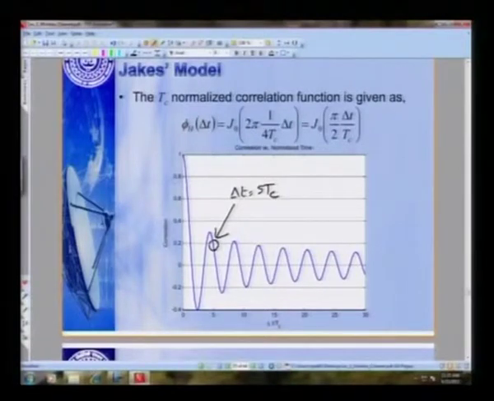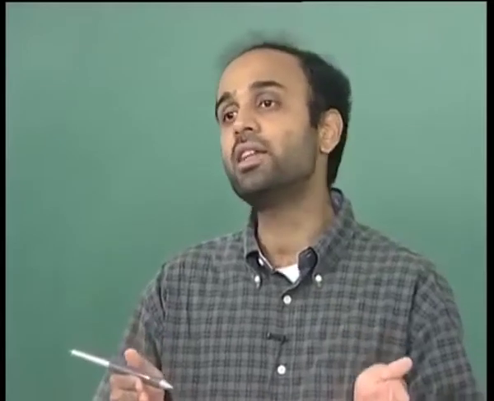In fact, if you look at delta t equals T c, somewhere around this point, you will find the correlation is 0.5. This is at delta t equals T c, and hence we are saying that at a time lag T c away, the correlation between h at t and h at t plus delta t is only 0.5. So, the channel has changed significantly from h at t, since the correlation is low. Any correlation less than 0.5 can be considered as a low correlation.